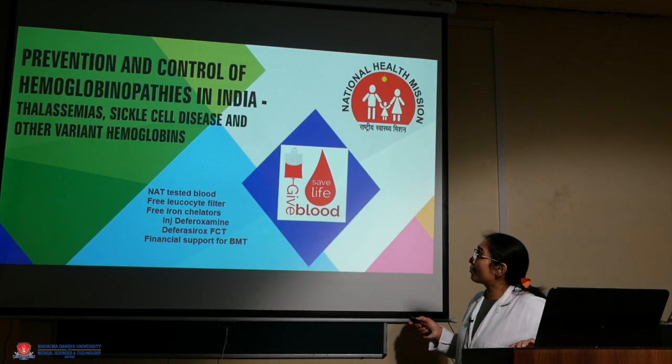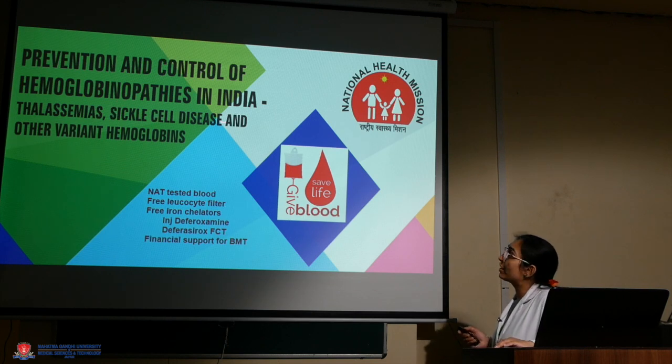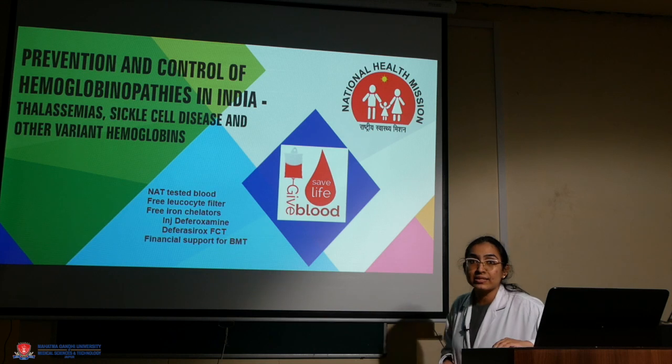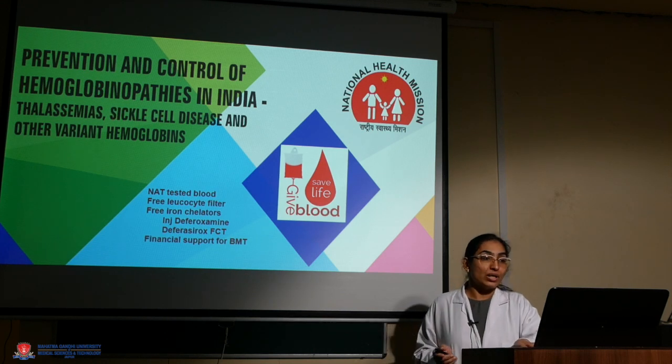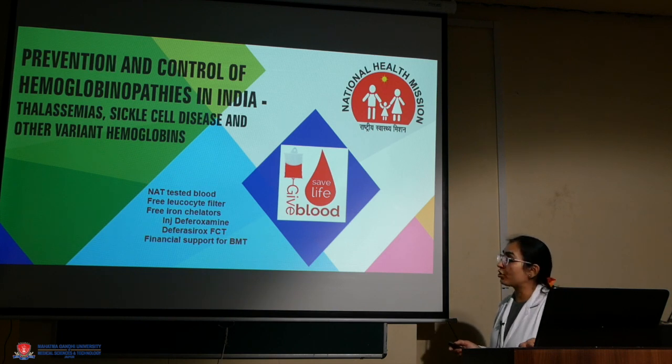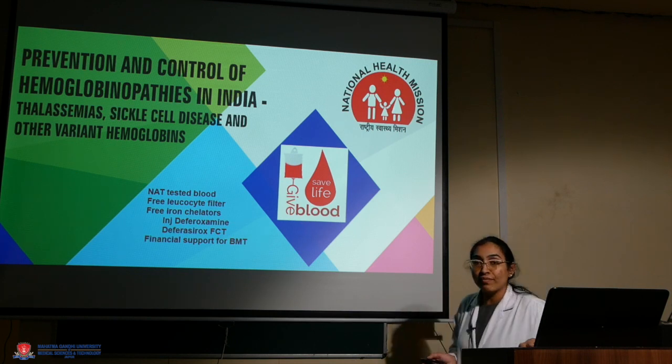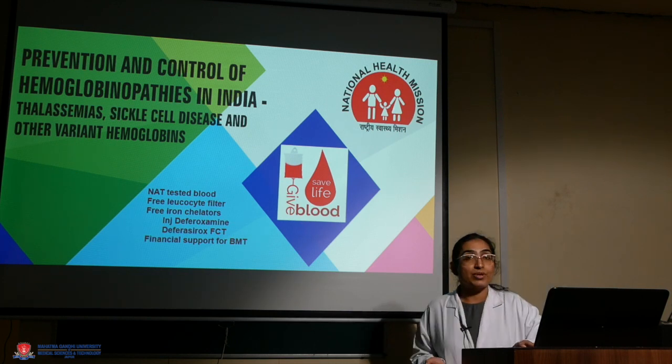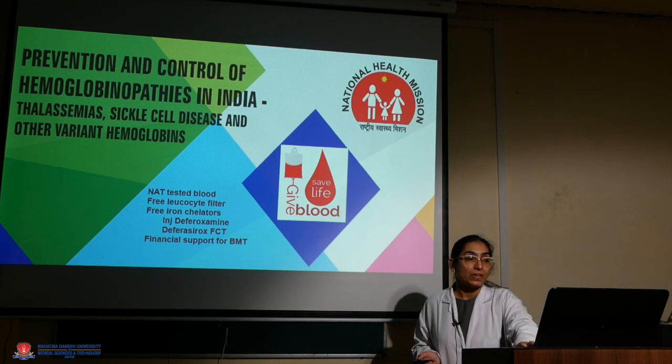So this is a program of our country, the prevention and control of hemoglobinopathies in India, which is for thalassemia, sickle cell and other hemoglobin variants. Under this program, the government is providing NAT tested blood, especially in Jaipur Government Hospital. They are providing NAT tested blood, free leukocyte filters, free iron chelators and financial support. Even in our hospital, we are registering the patients for free transfusions.